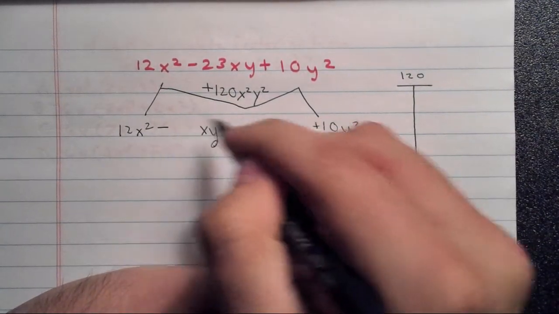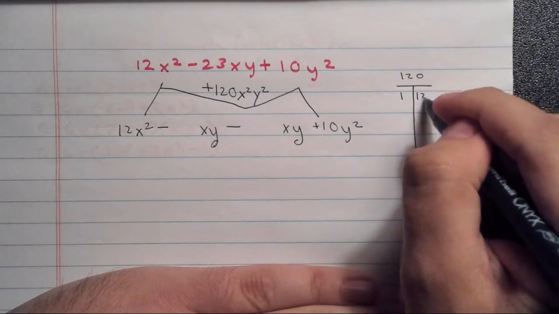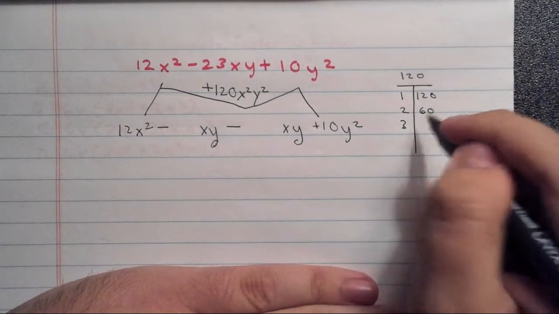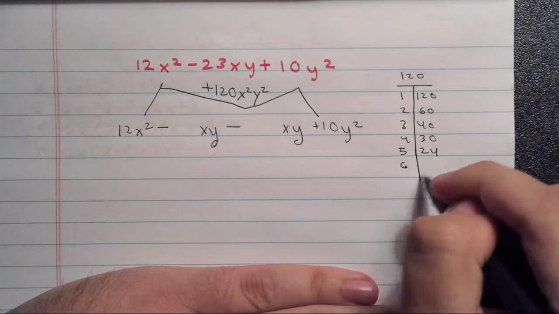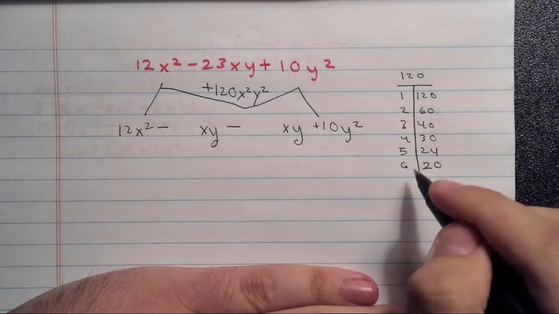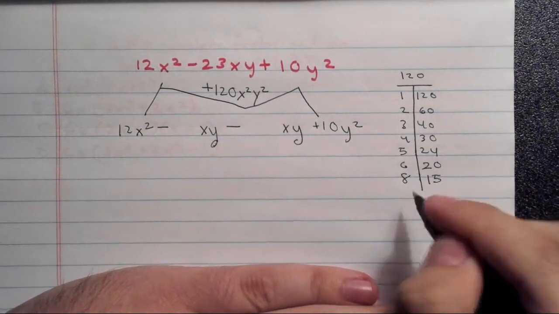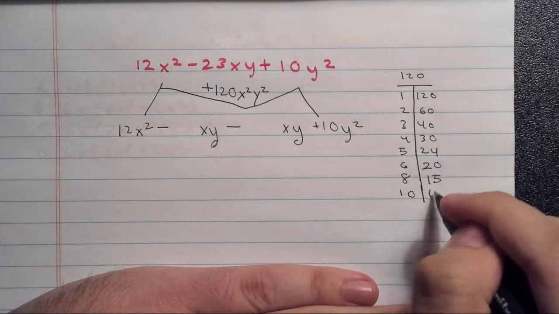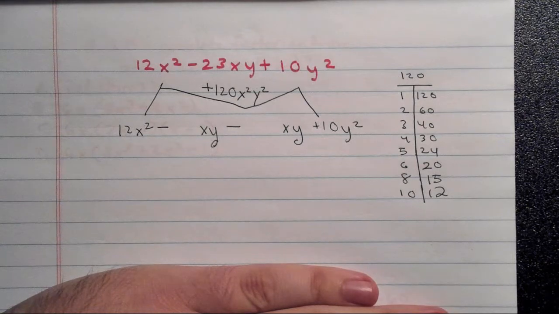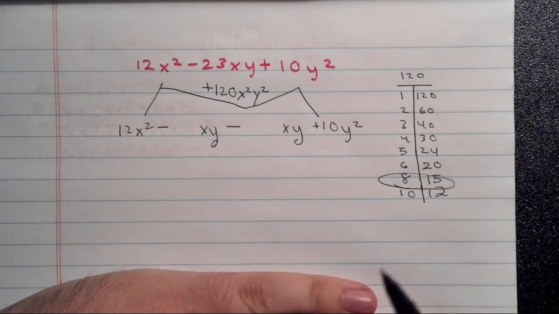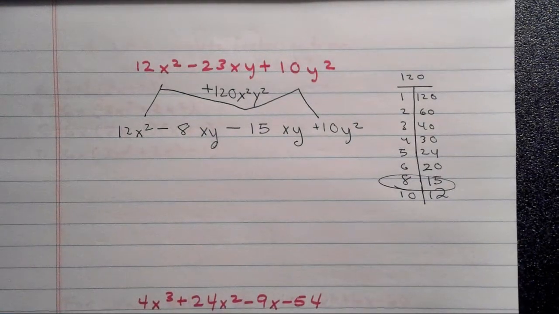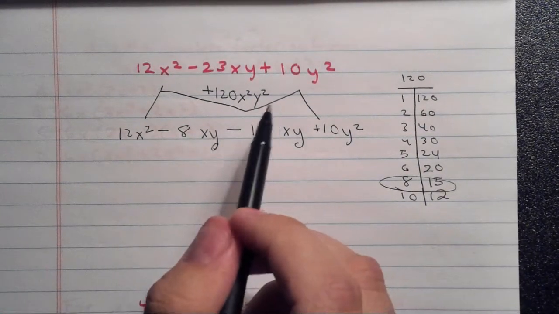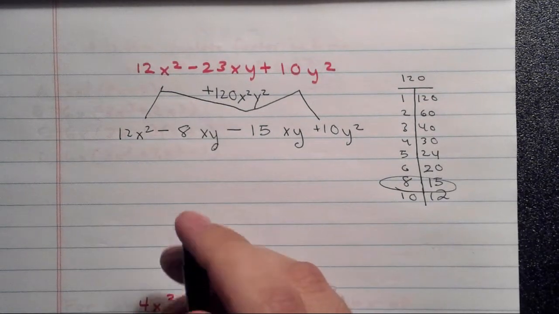If it adds up to negative 23, I know I'll want two negatives. This will be 1 and 120, it will be 2 and 60, it will be 3 and 40, it will be 4 and 30, it will be 5 and 24, it will be 6 and 20, it will be 8 and 15, and lastly 10 and 12. Those are all the factors of 120. The question is, where does 23 come in? Well, right there. If I do a negative 8 and a negative 15, then I know that that will give me a product of positive 120 x squared y squared and a sum of negative 23 xy.